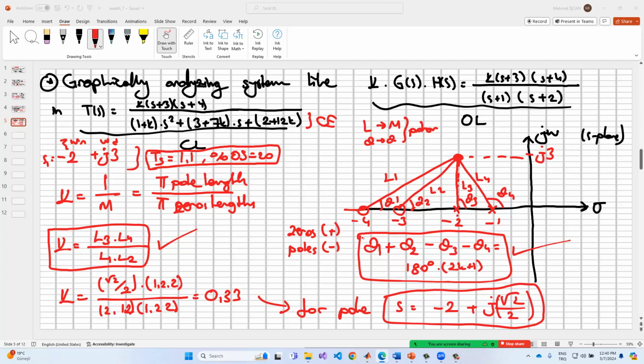And so, if we want to design our system, then we need to use the proportional control based on the root locus techniques. Okay? So, any question?